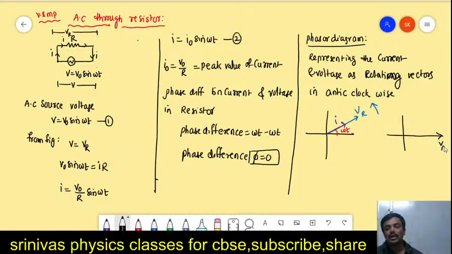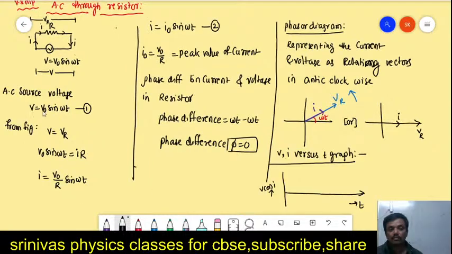Voltage across the resistance we can write as VR, and the current is also on this side only. The current is I, but the voltage length is more and the current length is less. Why is the current length less? Because current is obtained by dividing the voltage by resistance, I equal to V by R. When time is 0, the voltage also is 0.